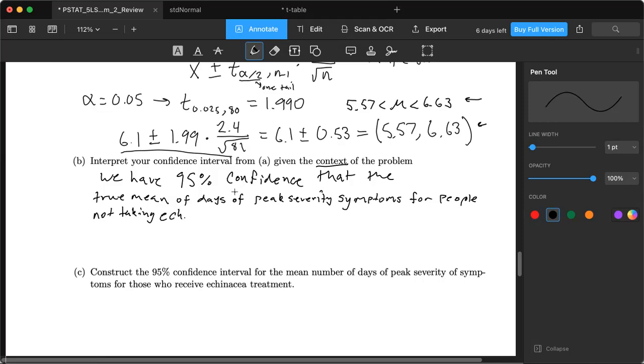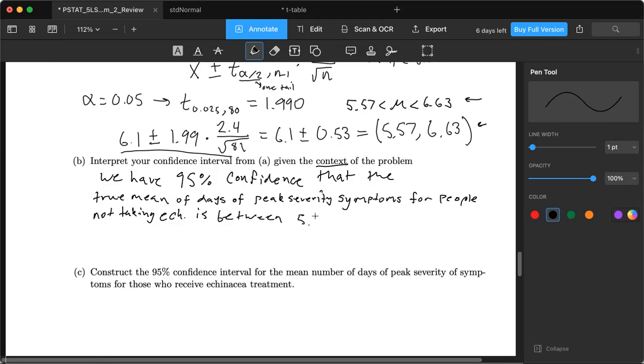I'm just going to abbreviate it ECH. So this is essentially a formula, like a recipe you could say, for this interpretation. You say we are blank confident that the true mean or true proportion, and then explain the context. So I'll finish it out. We are 95% confident that the true mean of days of peak severity symptoms for people not taking echinacea is between, and then our confidence interval values.